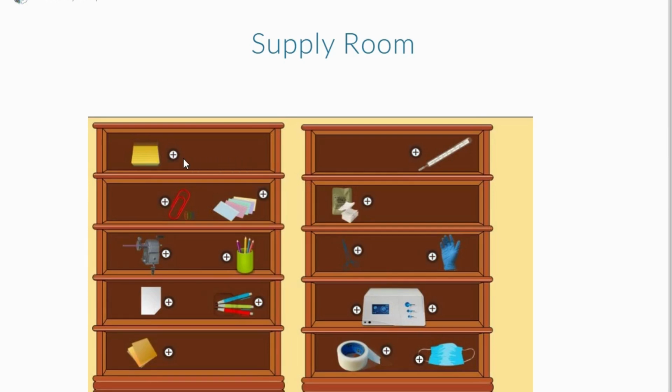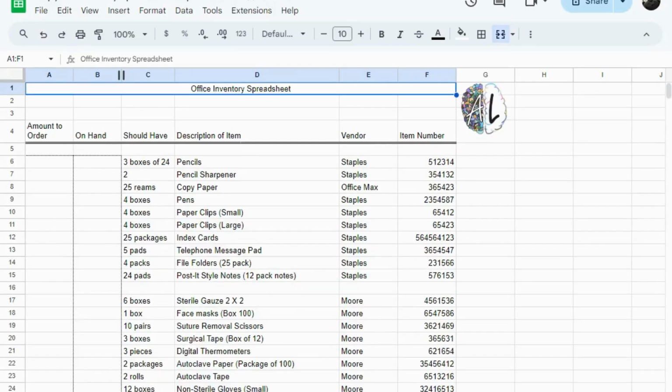So this is our supply room, and you will see a number of supplies that are here, and next to each of them there is a little plus. When you hover over the plus, you're going to see that there are 2 telephone message pads. So you're going to record that inside your inventory spreadsheet. Here you're going to find your message pads. So there's our telephone message pads, and in the on hand column, you are going to record that you have 2 of them.